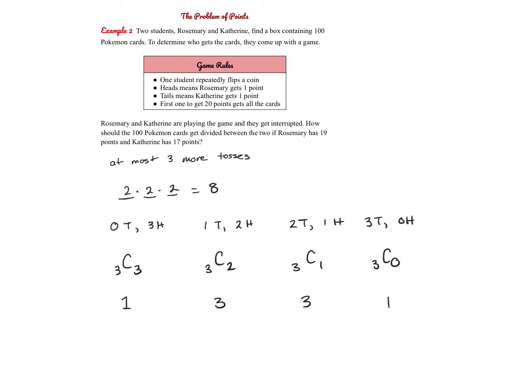So now we want to look at these and decide which of these outcomes, let's pick Rosemary, would result in Rosemary winning. So Rosemary just needs 1 more head to win. So she would win in this scenario, and all of these scenarios, right? And then for Catherine winning, Catherine would only win if she got all 3 tails. So there's only one way that Catherine could win.